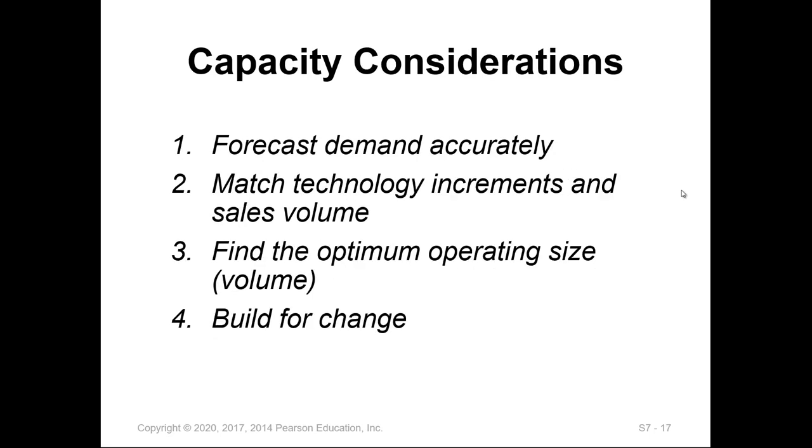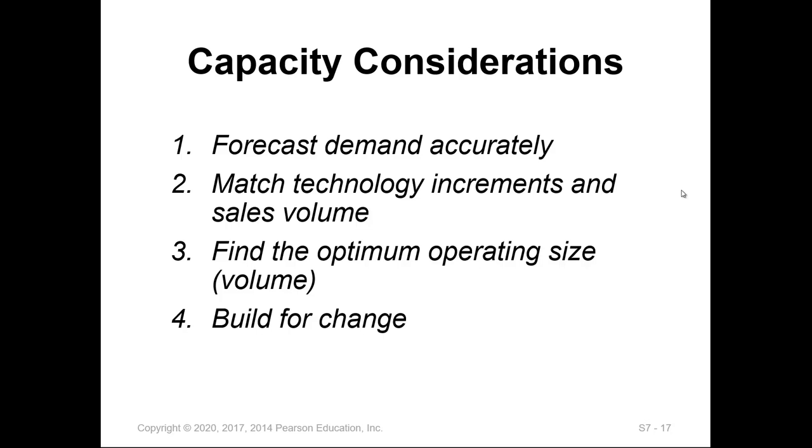When planning for capacity, the company must forecast demand accurately. Decisions could be made to fulfill demand through subcontractors and adding shifts instead of expansions and adding new machines until the company is sure of the constant increase of demand. At that point, the company will match technology increments to the sales volume. So the increments will not be used until you're sure of the sales volume that you have.